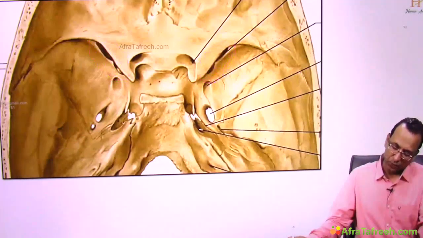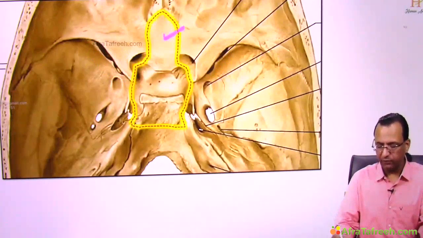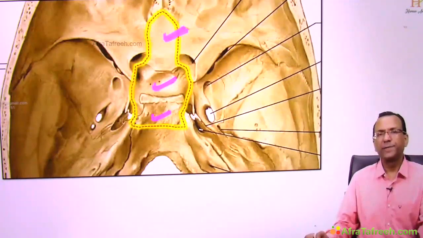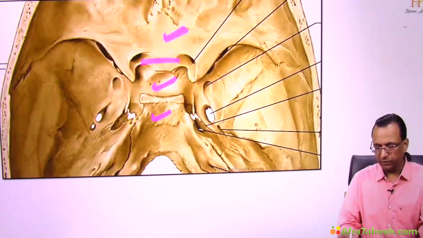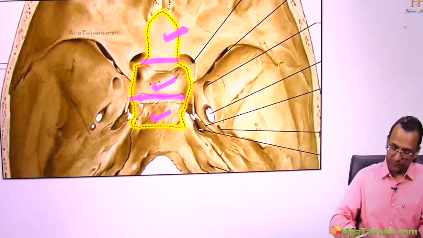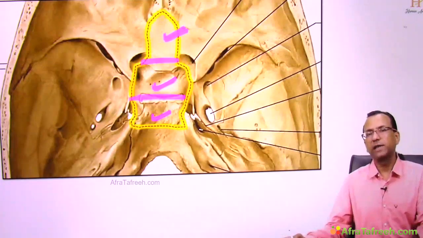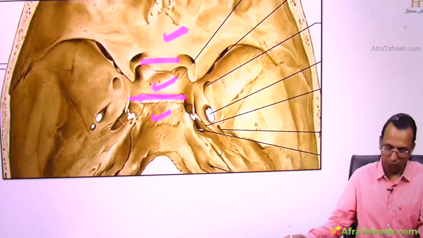Okay, what is this? This is the body of sphenoid at the floor of the anterior cranial fossa, middle cranial fossa, and posterior cranial fossa. You are saying the body of sphenoid is at the floor of the anterior cranial fossa? Yes. Middle cranial fossa? Yes. And posterior cranial fossa? Yes. This is the posterior cranial fossa floor, this is the middle cranial fossa floor, and this is the anterior cranial fossa floor. So the body of sphenoid is at the floor of all three cranial fossae. Yes, it is. Okay, fine.